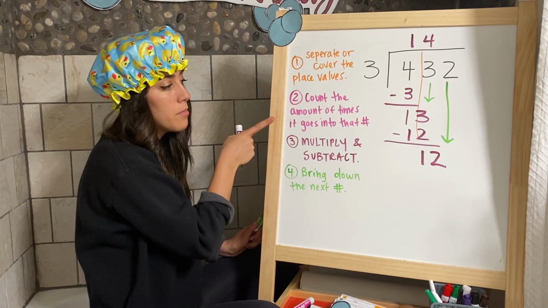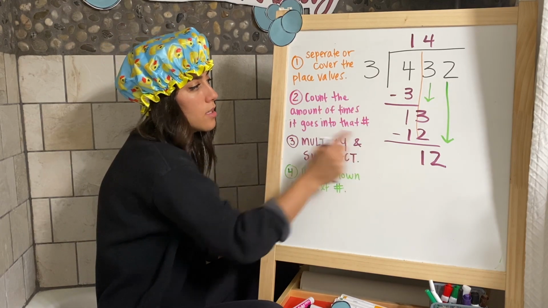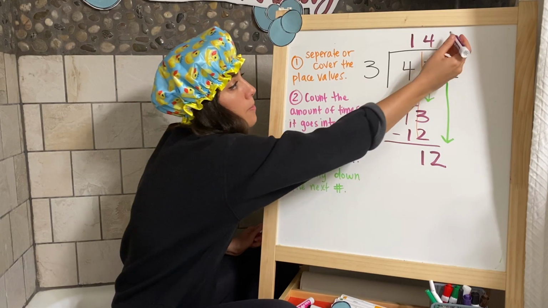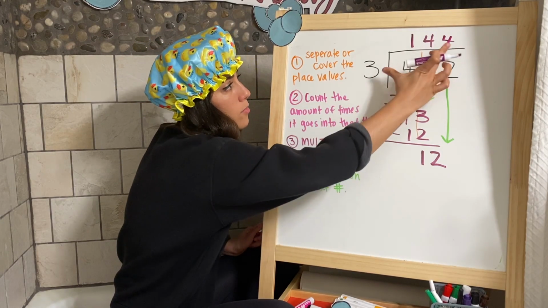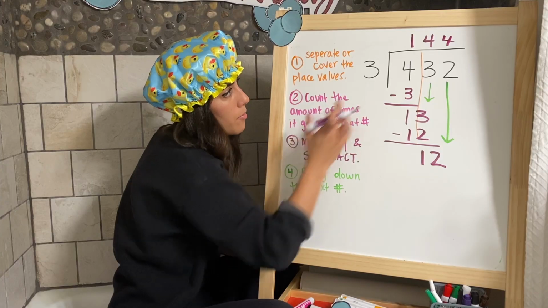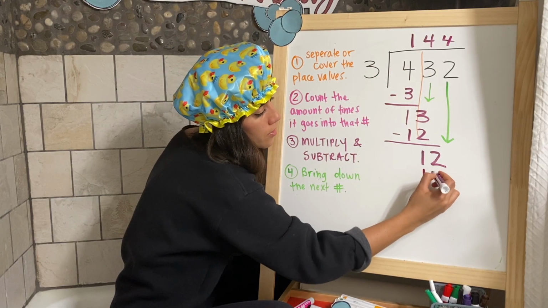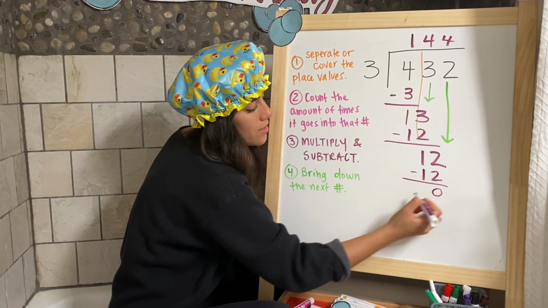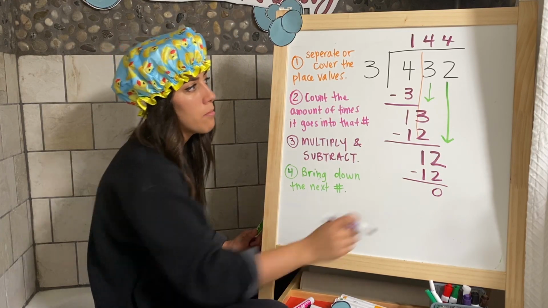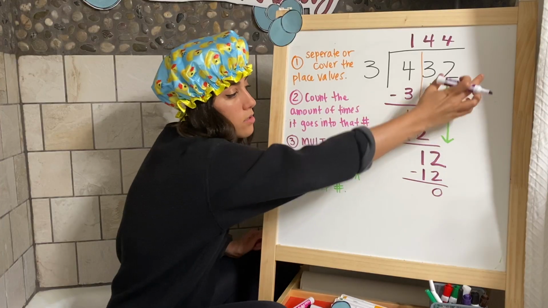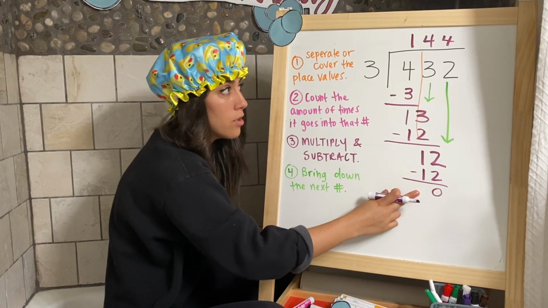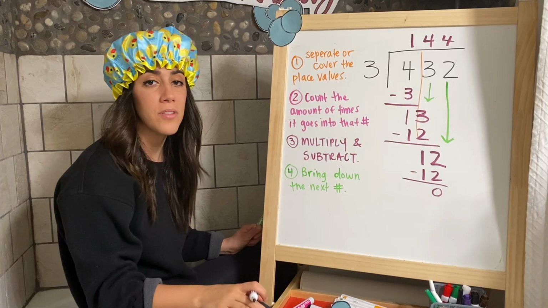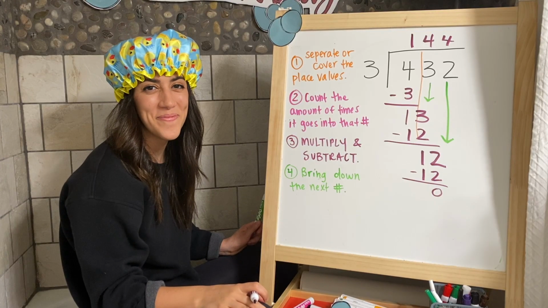Same steps, count the number of times this number goes into this number. I had used 4 times 3 and it gave me 12. So again, multiply. That's this next step. 4 times 3 is 12. And then subtract. So 12 minus 12 is 0. Bring down the next number. There is no next number. So I am done with that. There are no remainders. And again, using strategy number 3, I was still able to get 144.